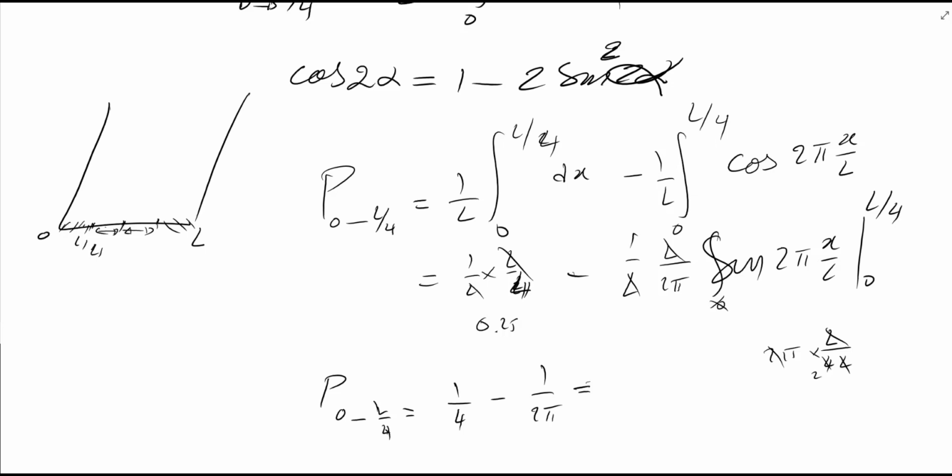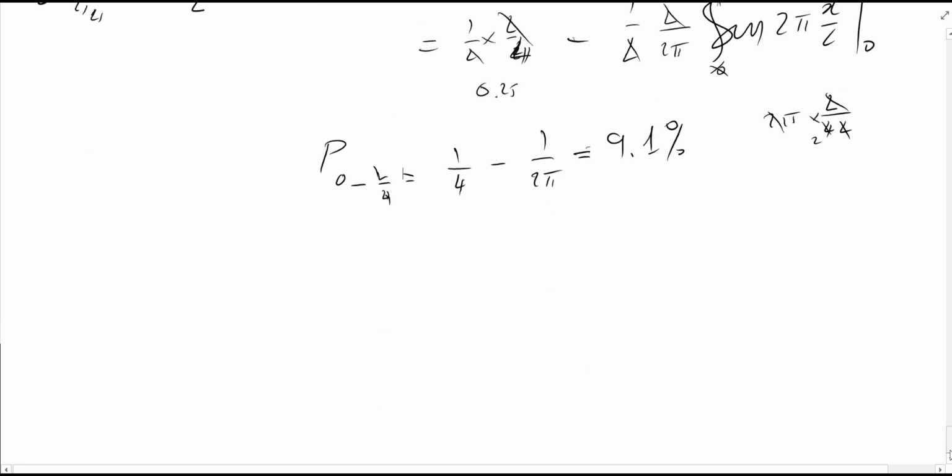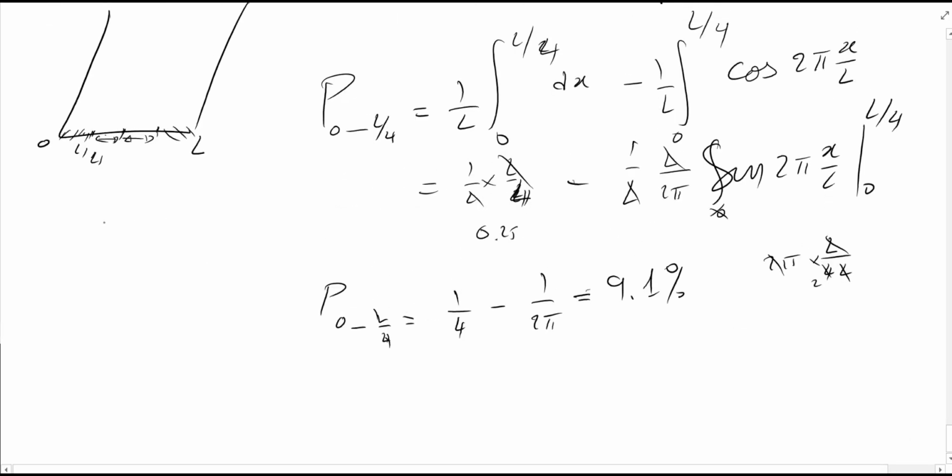Which is 0.0908, so it's going to be 9.1%. Okay, so this probability is about 9.1%. Let's look at the probability now between L over 4 and L over 2 in this region. Now this is closer to the center. Okay, how probable is that?